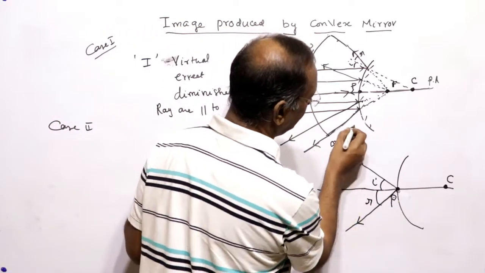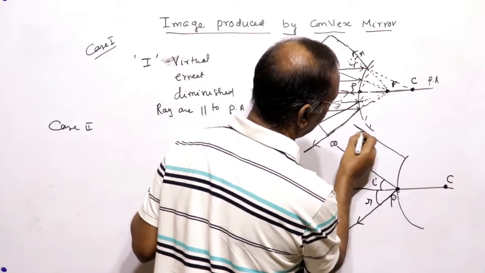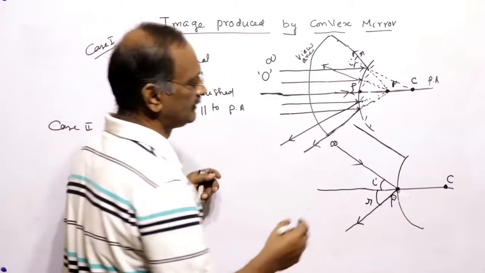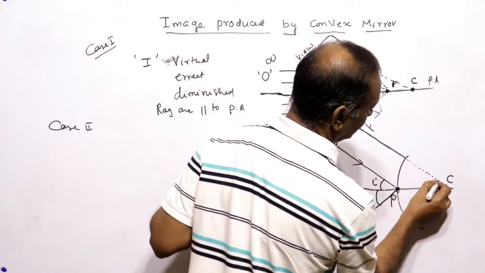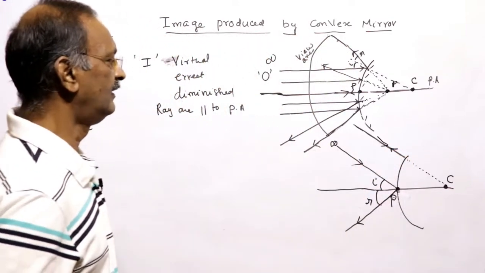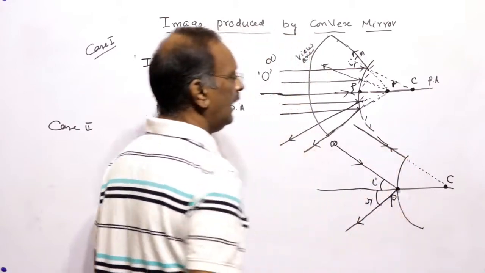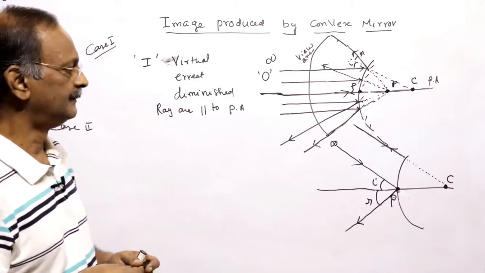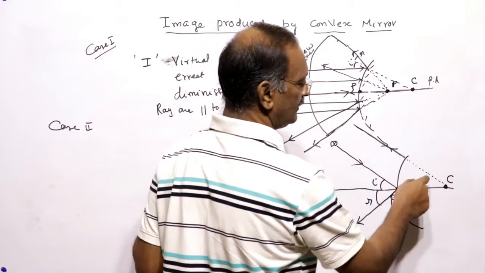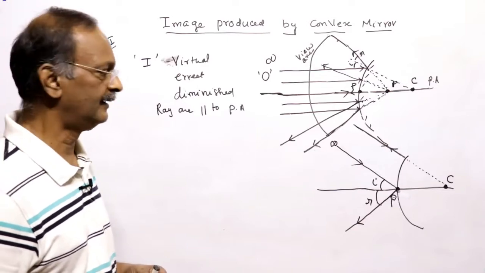Okay, I will take another ray, a ray that is not parallel to the principal axis. It comes like this. As already told, when a ray is directed to pass through the center of curvature, it will retrace its path. It will retrace its path because this is the normal, and this is the incident ray. The angle between the incident ray and the normal is equal to 0. Therefore, i is equal to r. Therefore, the reflected ray will also have the same angle as the incident ray.